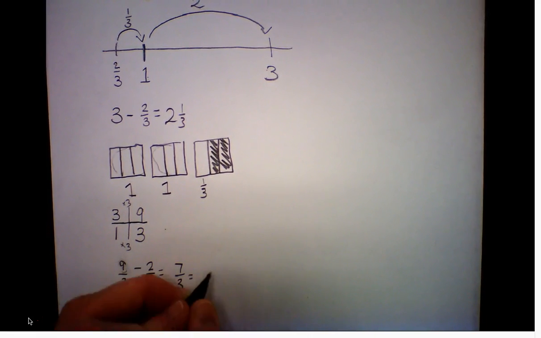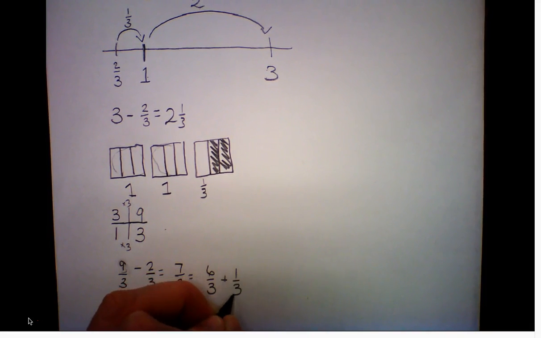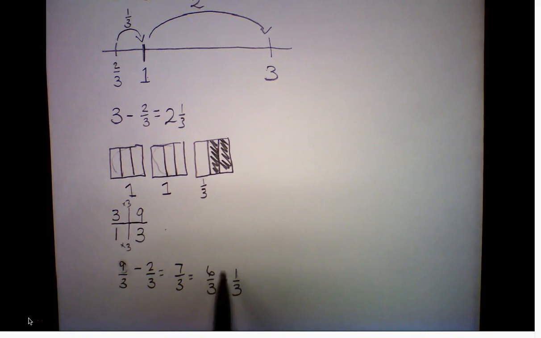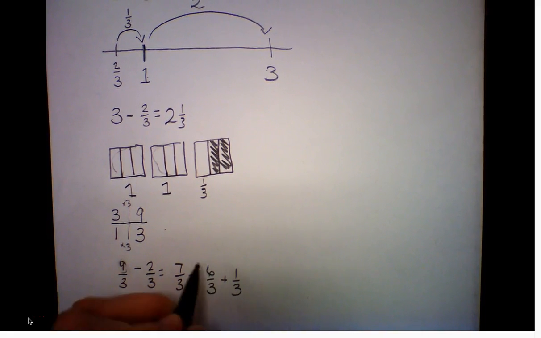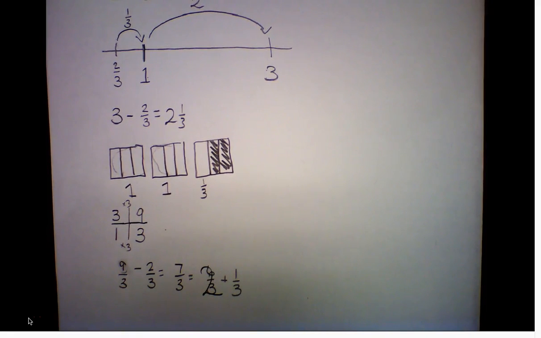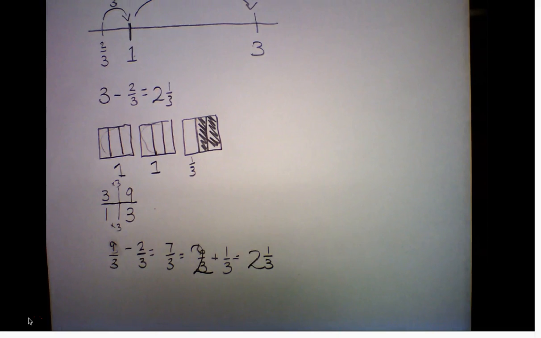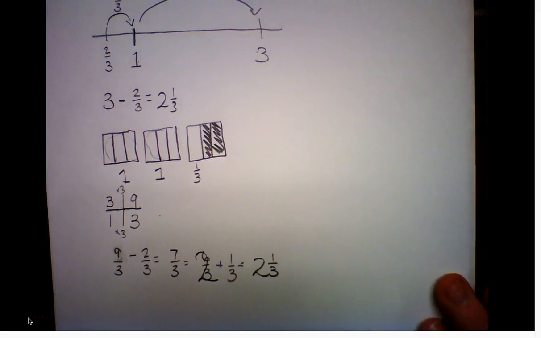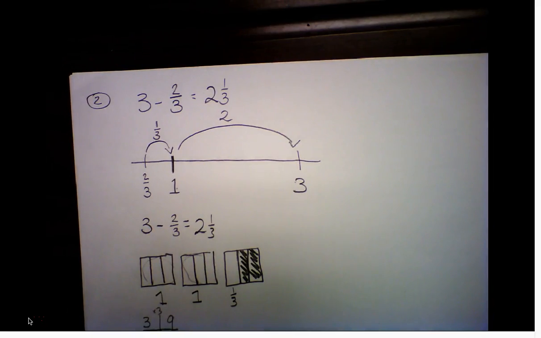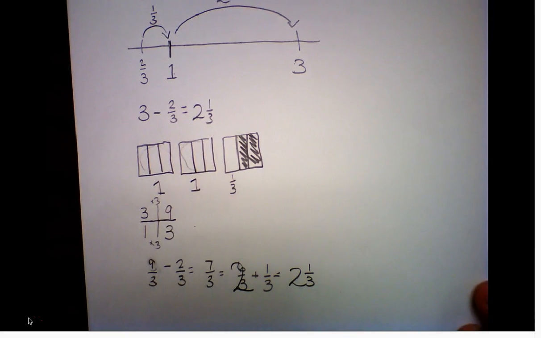Which is the same as 6/3 plus 1/3, right? There's 7. The value of this is 2. So I have 2 1/3. Okay, all the same answer, many different ways to solve the problem.